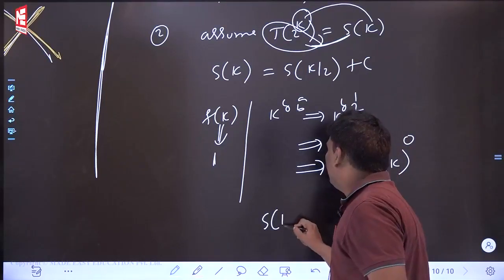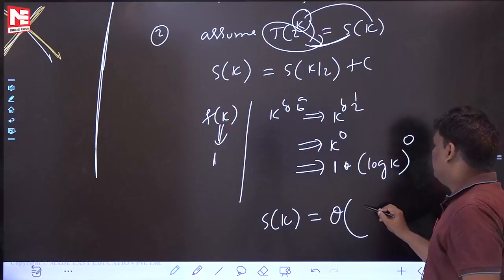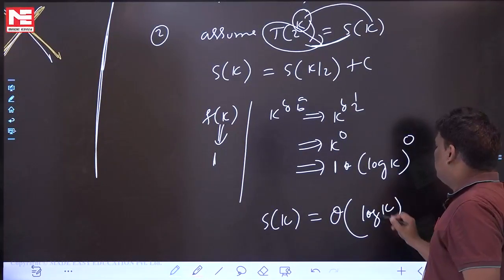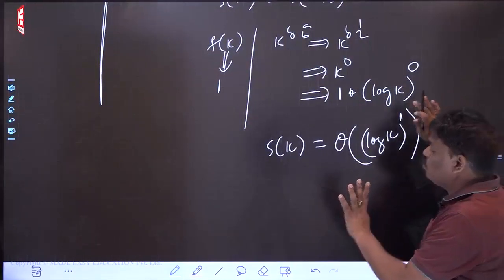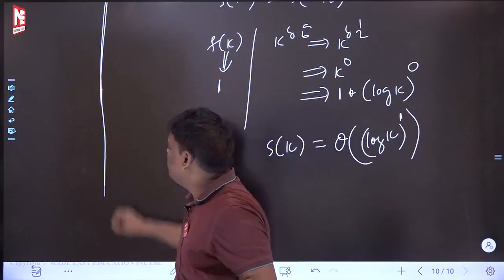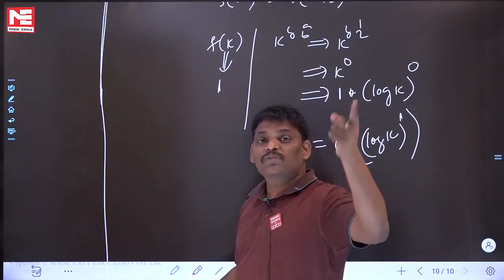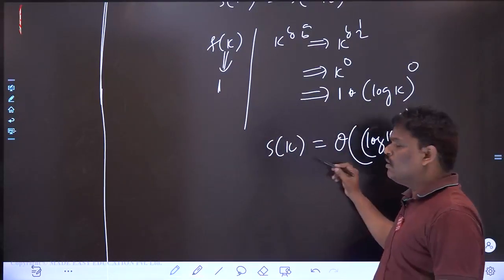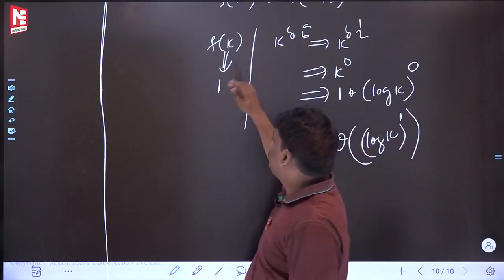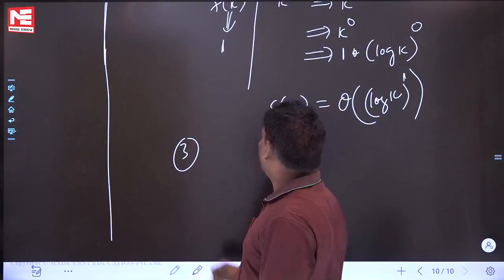S of k is equal to theta of the right-hand side. What is the answer? Log k whole power 0 plus 1, which means 1. So this will be the answer. After 2 steps are completed, this is the answer. But as everyone knows, the problem is given in terms of n, in terms of T n, but this answer is in terms of S of k. Now let's do the reverse, right? 2 steps are over until now. Let's see the third step.